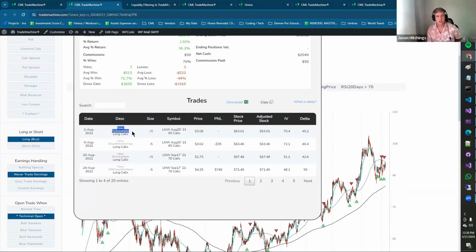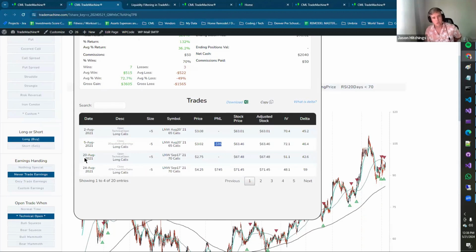So you can say we opened because their technical conditions were met on the 2nd of August, and we closed 5 days later because it was 2 days before an earnings event. This is a never-trade-earnings system, so don't hold it through earnings. In that particular case, we lost $35 on the trade, so that would get chalked up as a loser.